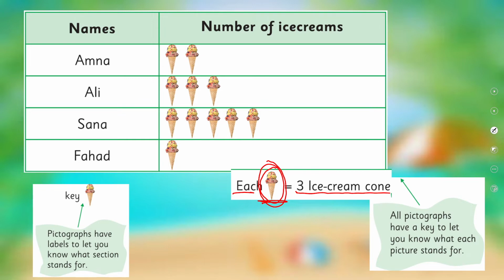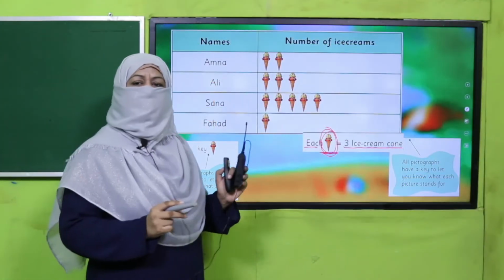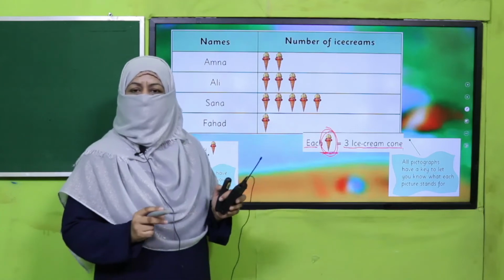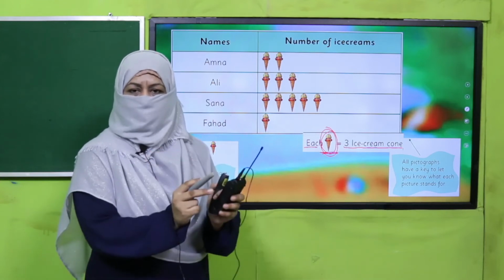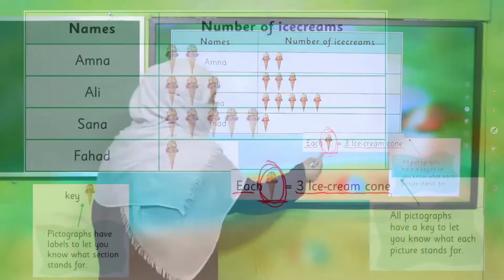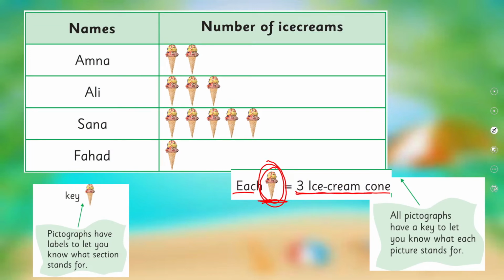Do you understand? Basically these graphs are a technique to represent a bigger data in a short, quick way, right? So 1 cone is equal to 3 ice cream cones. It means Amina has eaten not 2. How many? Multiply by 3. So how many cones did she eat? 6. Ali ate 3. 1 is equal to 3. So 3 is showing how many cones? 9. Are you getting it?